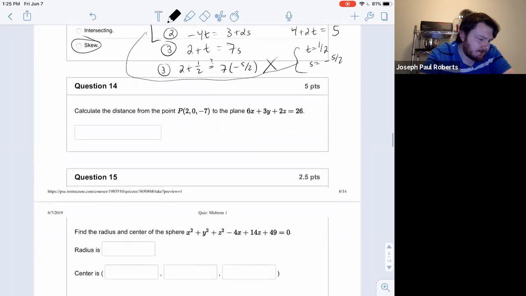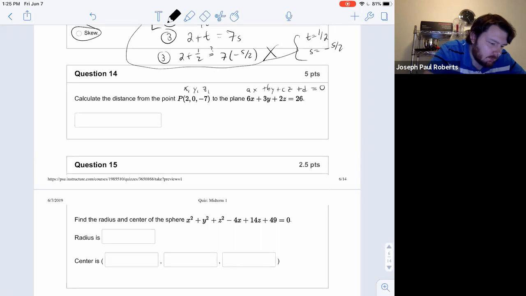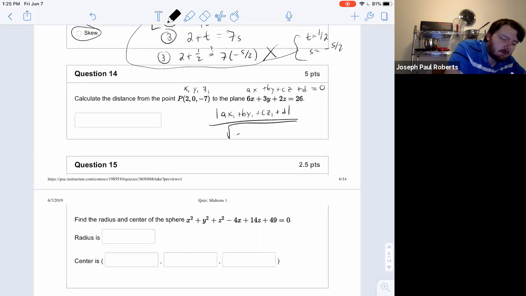All right, distance from point to a plane. It's up to you if you want to draw the picture with the projection, but we could use the formula in the book. I think that's everyone's preferred way of solving this. So the formula in the book, distance from a point to a plane, is absolute value of ax1 plus by1 plus cz1 plus d, all over the square root of a squared plus b squared plus c squared.